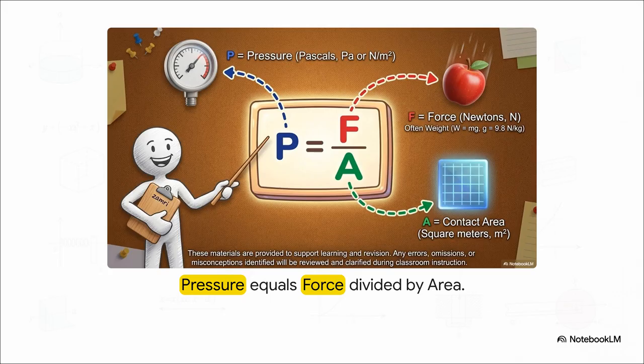We measure force in newtons. You can just think of the weight of an apple for that one, and we measure the contact area in square meters. When you divide the force by the area it's spread across, you get your pressure, which is measured in pascals. Honestly, it's a beautifully simple ratio that explains just so much of our physical reality.